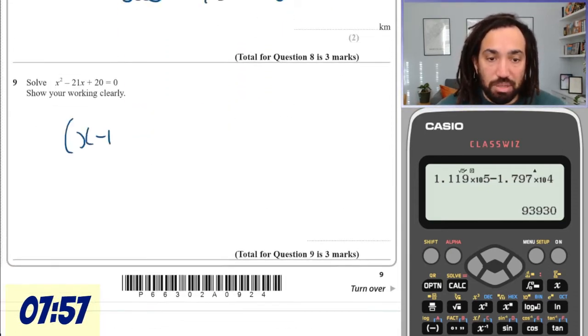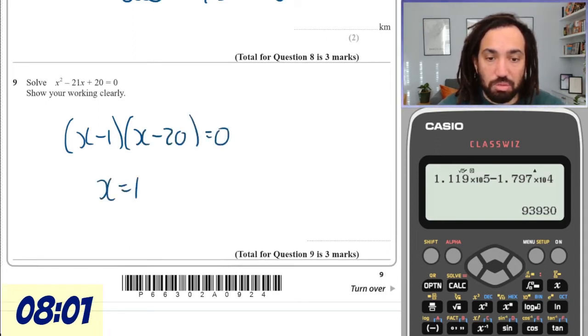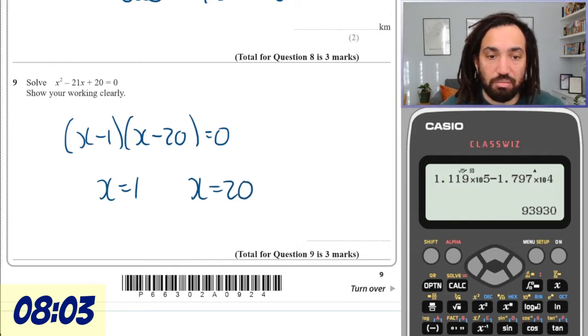Solve. So that's x minus 1, x minus 20 equals 0. So x equals 1, x equals 20.